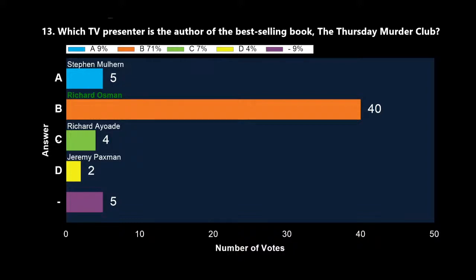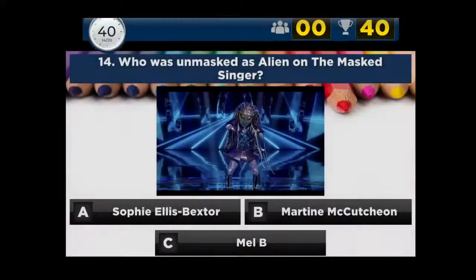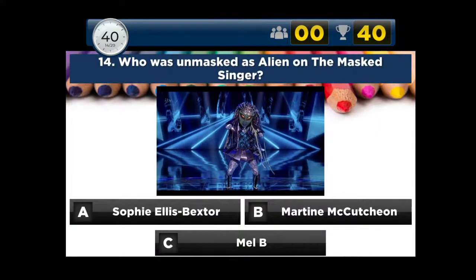So we'll move on. Question 14. Who was unmasked as Alien on The Masked Singer? Was it Sophie Ellis-Bextor, Martine McCutcheon, or Mel B?